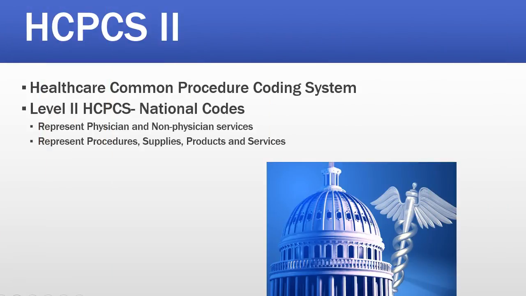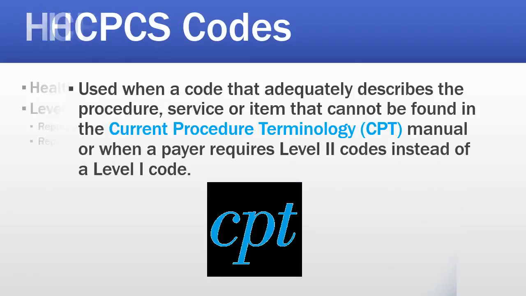Today we're going to talk about HCPCS codes, and the abbreviation stands for Healthcare Common Procedural Coding System. The Level 2 HCPCS codes are national codes that represent physician and non-physician services, and also procedures, supplies, products, and services. The HCPCS codes are used to adequately describe the procedure, service, or item that cannot be found in the CPT manual or when a payer requires Level 2 codes instead of a Level 1 code.